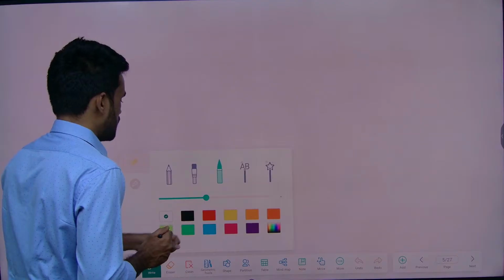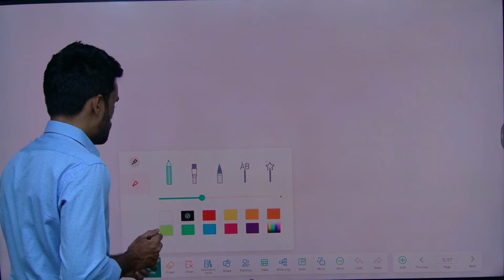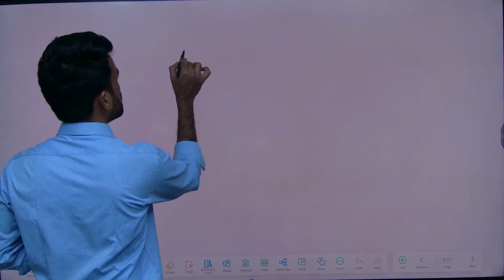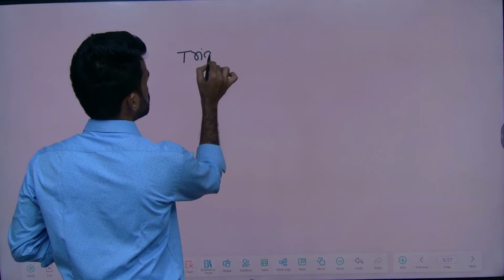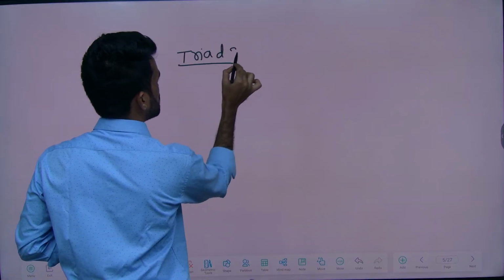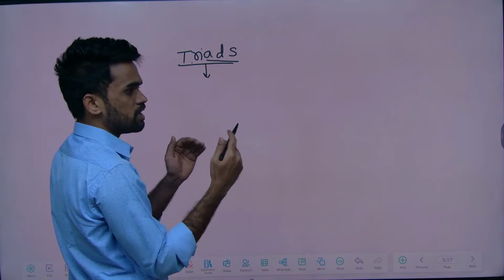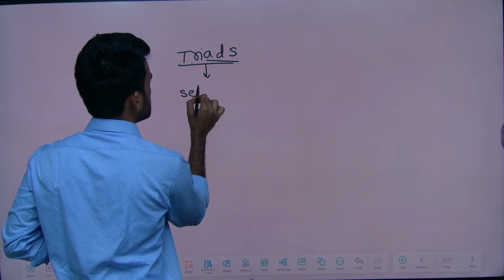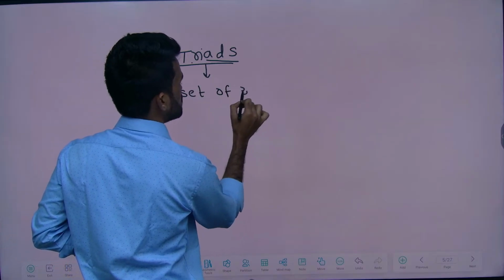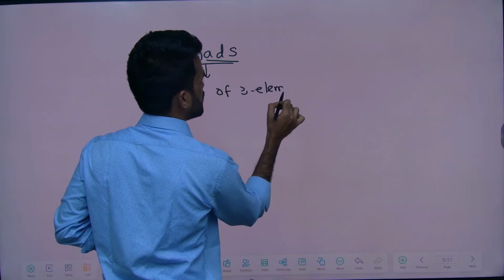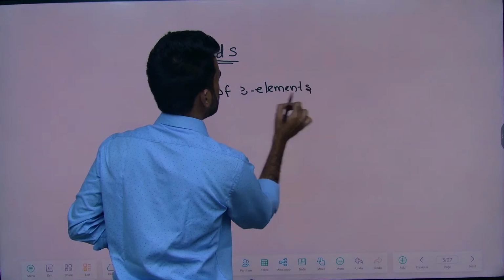As the name itself indicates, he took the elements in the form of triads. A triad means a set of 3 elements. Whatever elements were known at that time, he took them as sets of 3 elements.